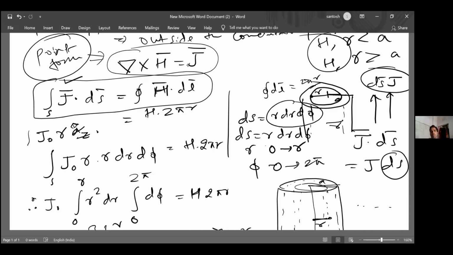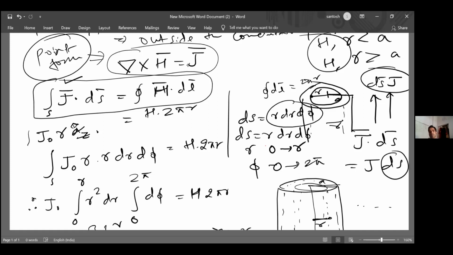Okay, that is why it is called point form. Whereas for the line integral, this is valid throughout the conductor. Throughout the conductor, this is valid. Even if the medium changes, even if the surface changes, this is valid.